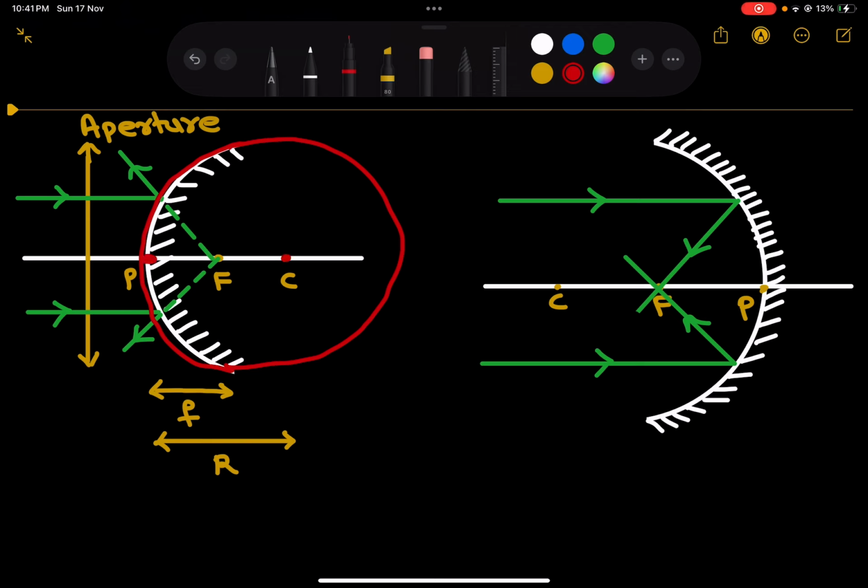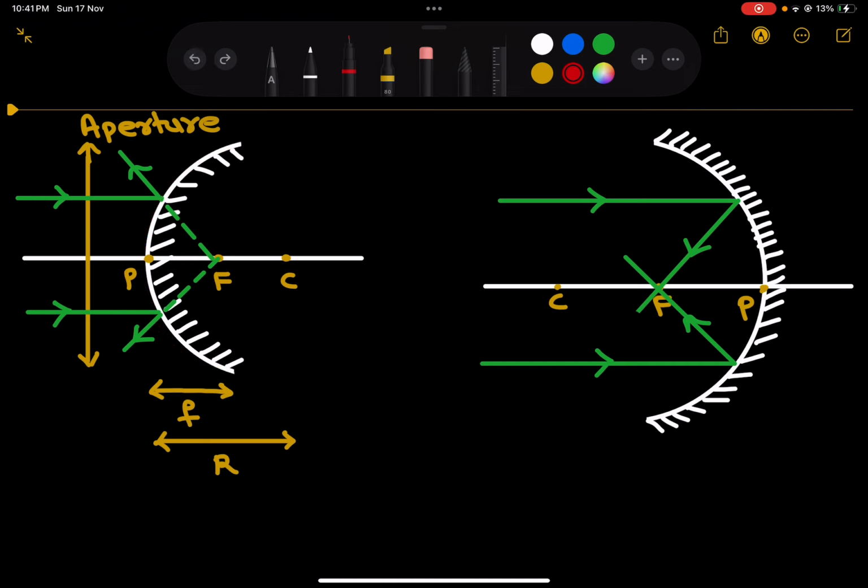The geometrical center of the mirror, which lies on the mirror, is known as the pole. The midpoint of both of these is known as the focus, right? The distance from pole to focus is known as f, the focal length, and the distance from pole to center is known as the radius of curvature. And this distance, the diameter of the sphere, is known as the aperture. Okay, simple.